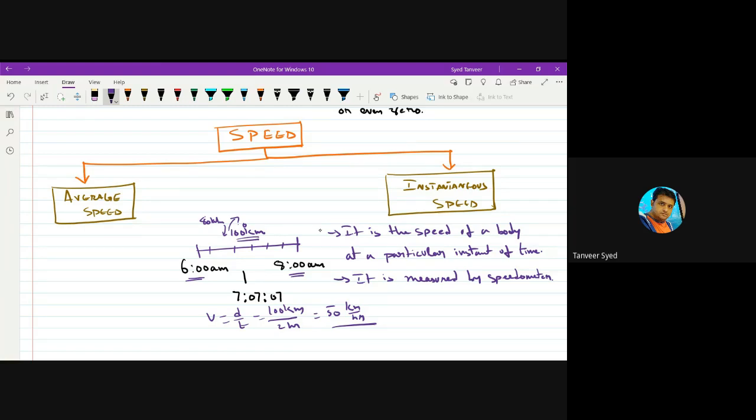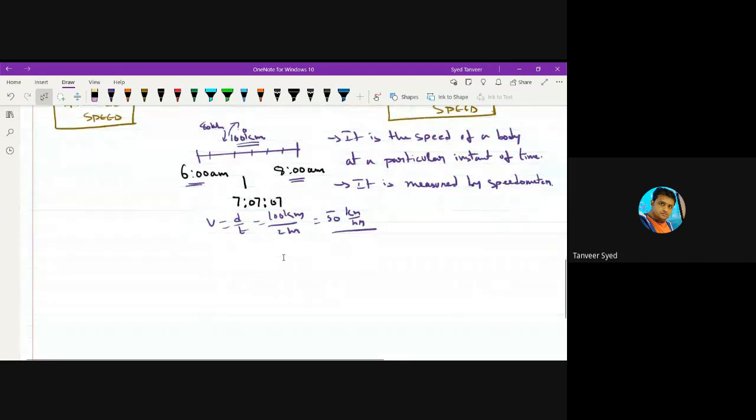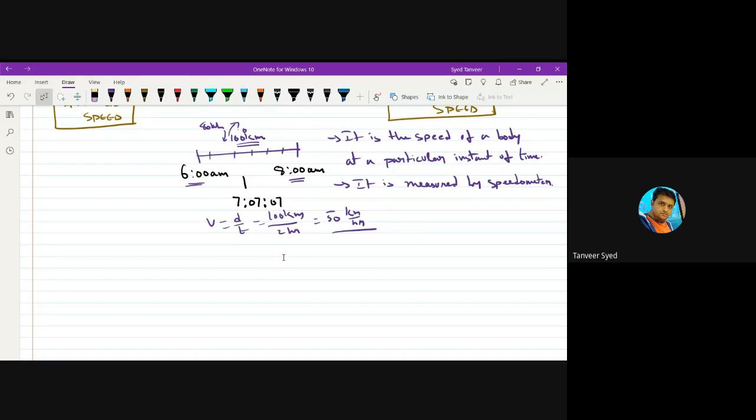Then, if you divide this distance by time, the speed that you get is your average value. It is just like your average mark. Suppose in English you score 85, in Telugu you score 90, in maths you score 95, in social you score 70, in science you score 75. If you add up all these marks and divide by the number of subjects, the mark that you get is your average mark, right?